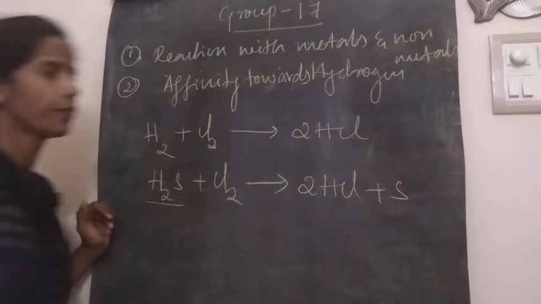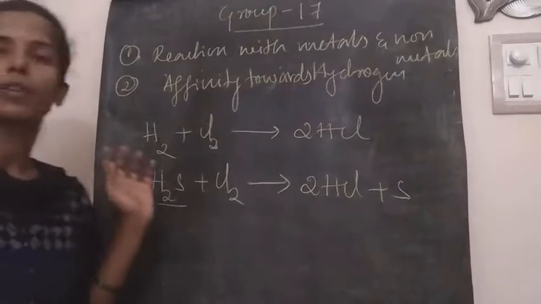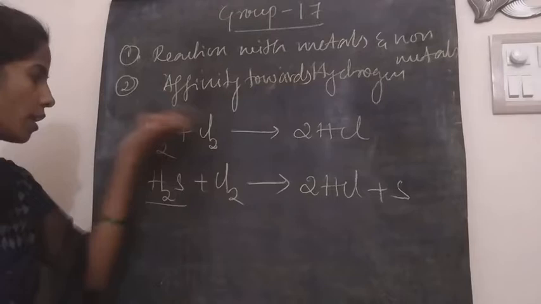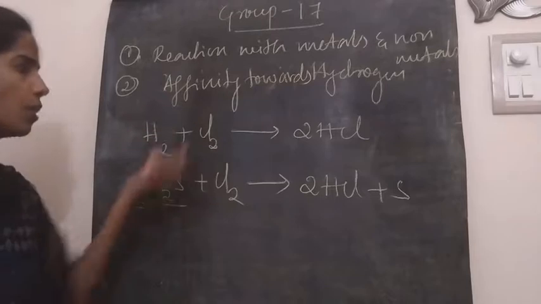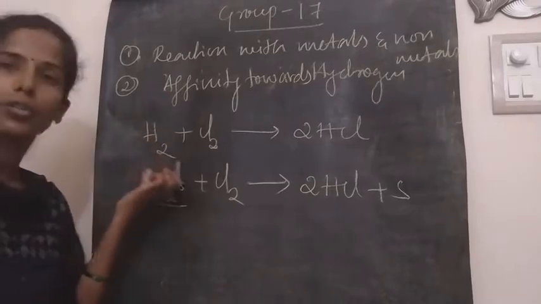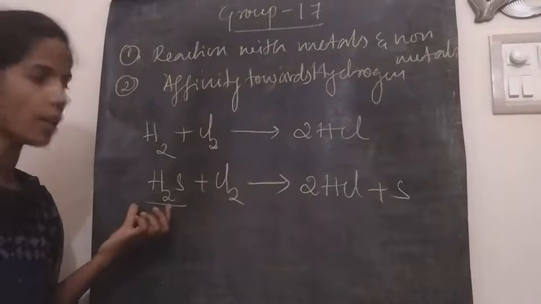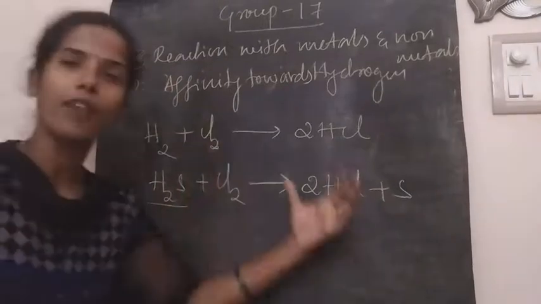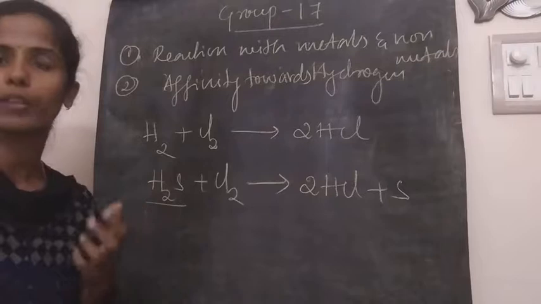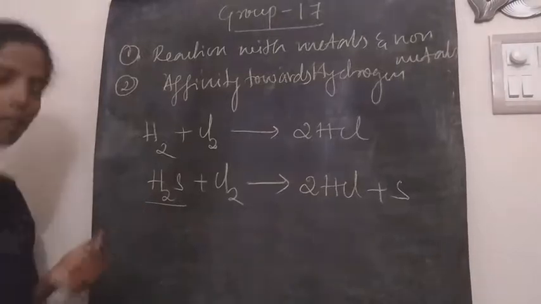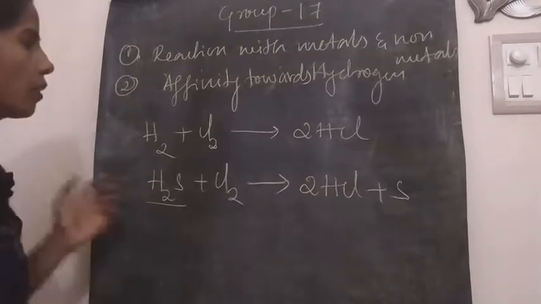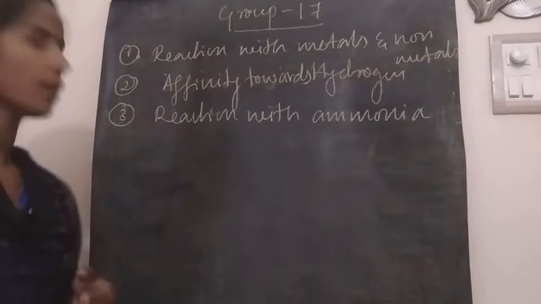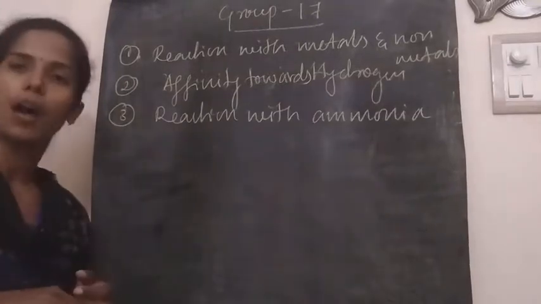The second chemical property of chlorine is its great affinity towards hydrogen. Chlorine reacts with hydrogen or hydrogen containing compounds, decomposes them, and forms hydrogen chloride. This is the second chemical property of chlorine, and the third one is reaction with ammonia.